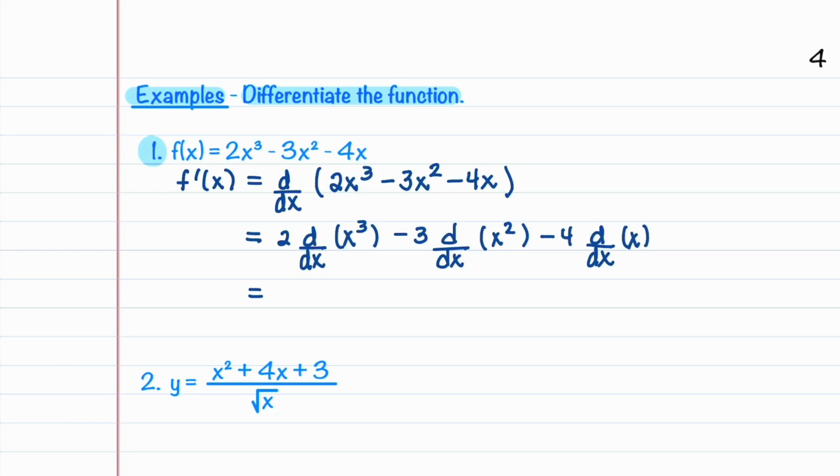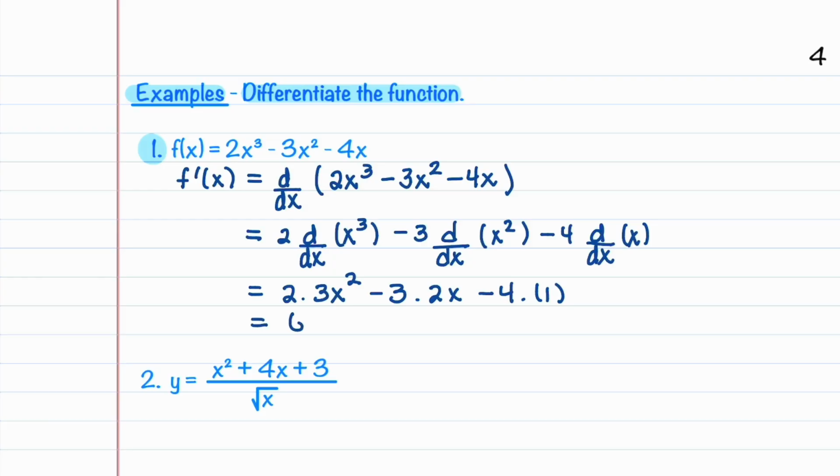Now we're going to take our derivatives. Our first piece has 2, and then the derivative of x cubed is 3x squared. You just subtract 1 from the exponent. Minus 3 times the derivative of x squared, which is 2x, minus 4 times the derivative of x, which is just 1. We can now write our answer as 6x squared minus 6x minus 4. When you get used to doing this, you can probably just write that answer down without going through any of these in-between steps.